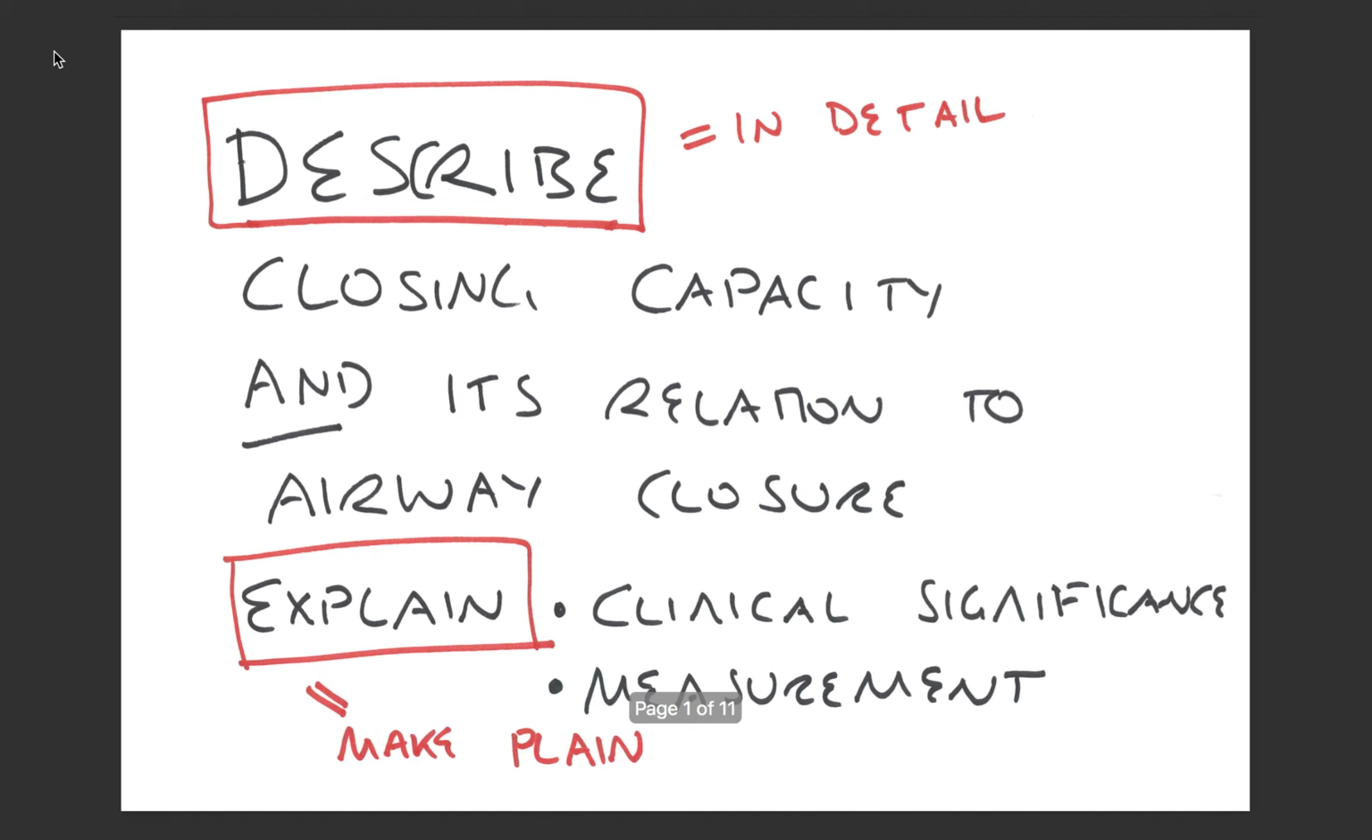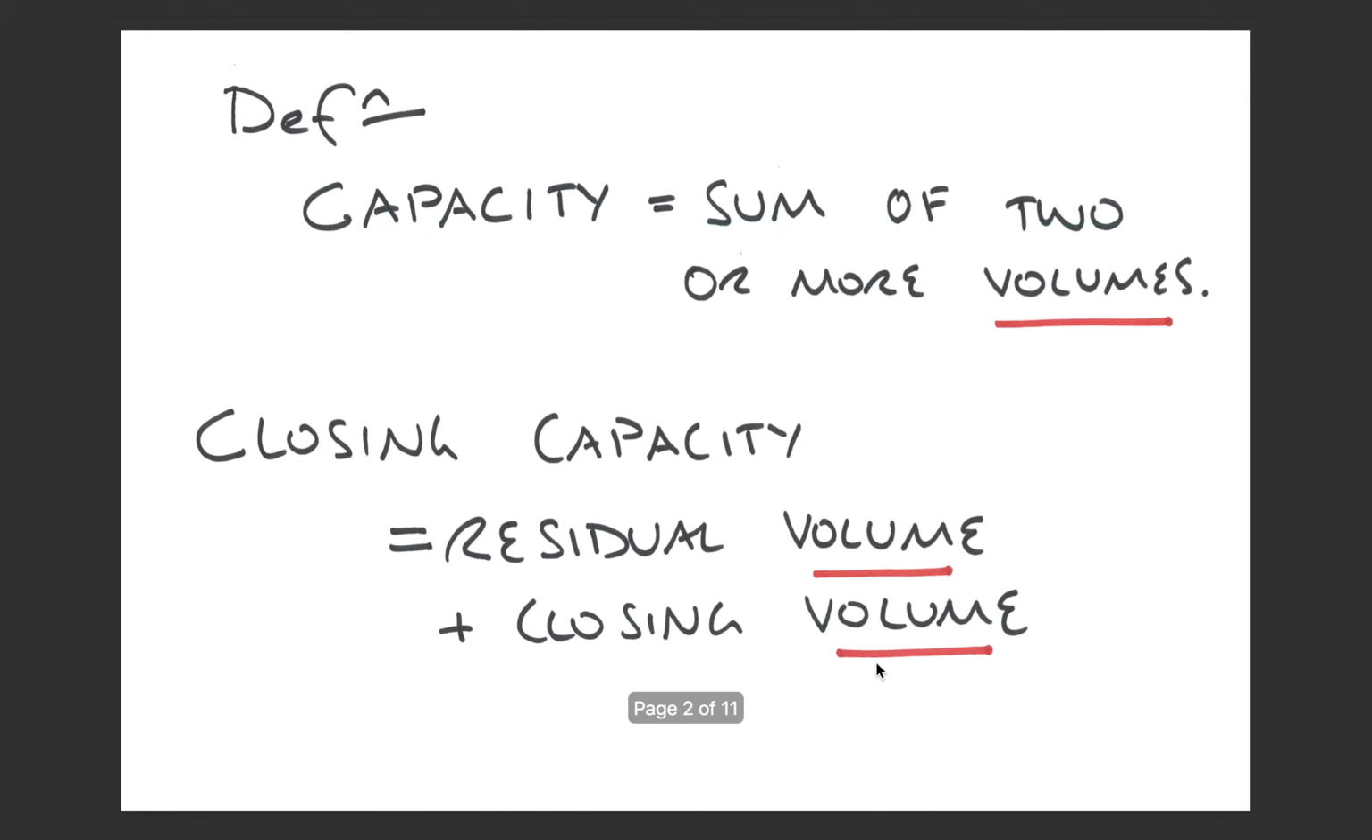Welcome to this brief talk on closing capacity. The syllabus says describe, meaning describe or detail, closing capacity and its relation to airway closure. So not just a summary or two points, but to be able to fully describe it. You also have to explain or make plain the clinical significance of closing capacity and how it is measured. The syllabus clearly states you should know this topic well.